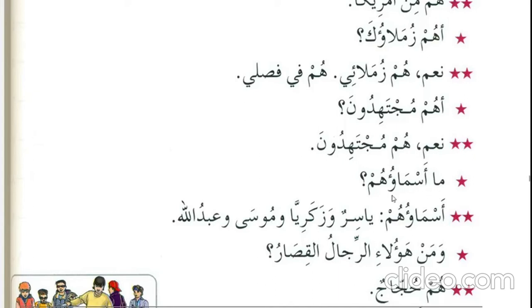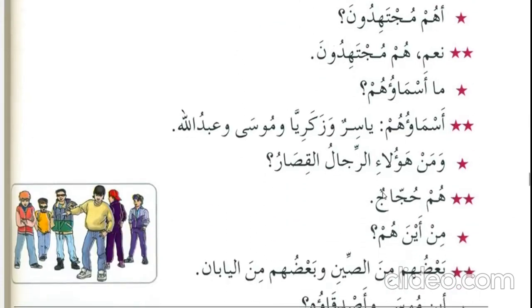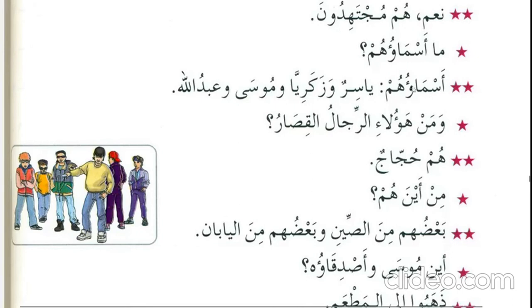Ma asma'uhum? What are their names? Asma'uhum Yasir wa Zakariya wa Musa wa Abdullah. Their names are Yasir and Zakaria and Musa and Abdullah. Wa man ha'ula'i ar-rijalu al-kisaru? And who are these short men?